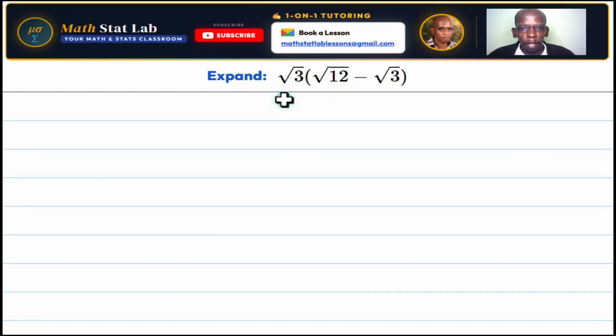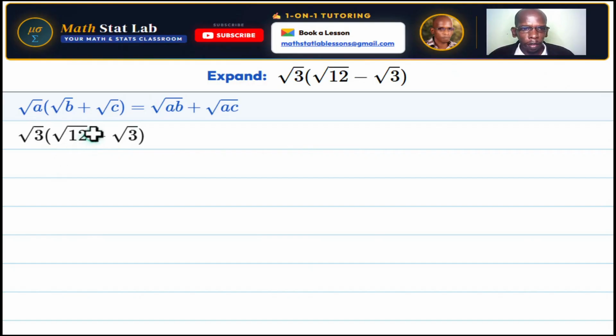Let's say you are told to expand the root of 3 in brackets the root of 12 minus the root of 3 again. So, from the distributive rule of surds, we can say the root of a in brackets the root of b plus the root of c is just the same as taking a multiplied by b, which is ab, then we put the root, plus a multiplied by c, then we put the root. Then, of course, the sign is plus.